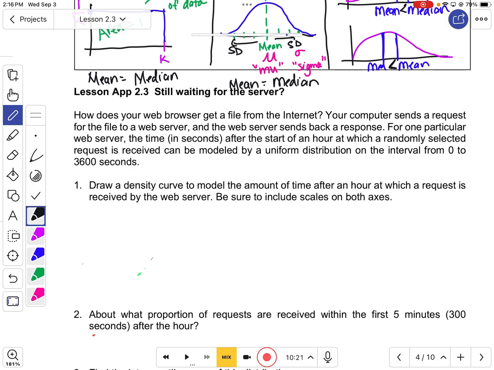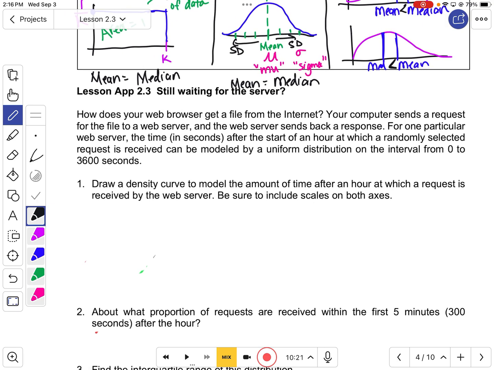So let's see. How does your web browser get a file from the internet? I really don't care. It just does it. Your computer sends a request for the file to a web server. The web server sends back a response. For one particular web server, the time in seconds after the start of an hour at which a randomly selected request is received can be modeled by a uniform distribution on the interval from 0 to 3,600 seconds, okay? What that's done is it's told me how long the bottom of my rectangle is going to be. So if it's uniform, we know that it's going to be a rectangle.